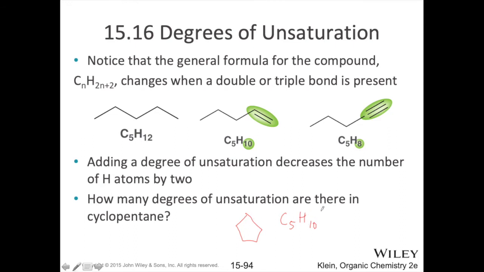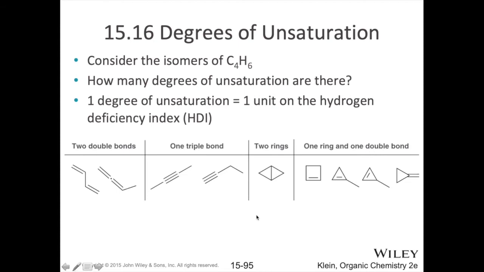So if you had the formula C5H10, it could imply that there's either a double bond in there or there is a ring in there, but not both. That's something to keep in mind when you have the molecular formula for a molecule you're trying to figure out the structural formula of. Okay, so let's have a look at an example here.